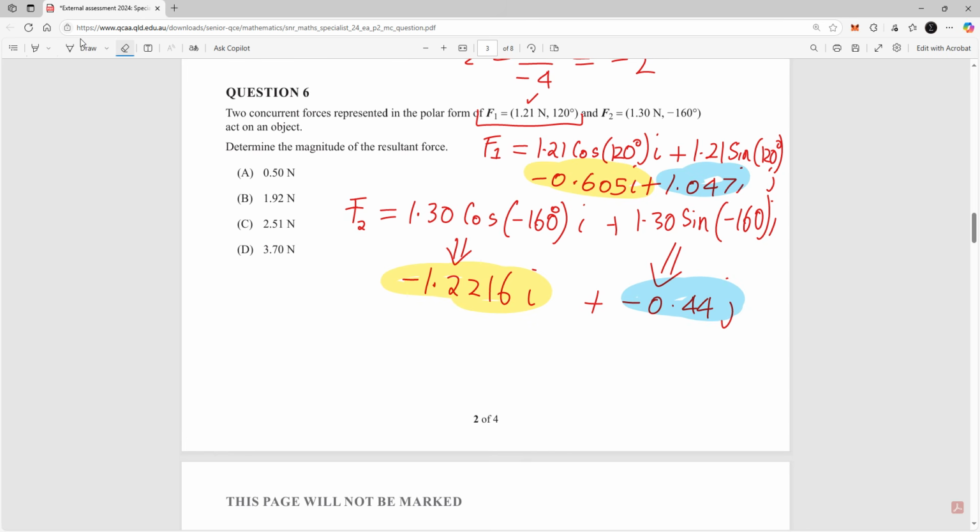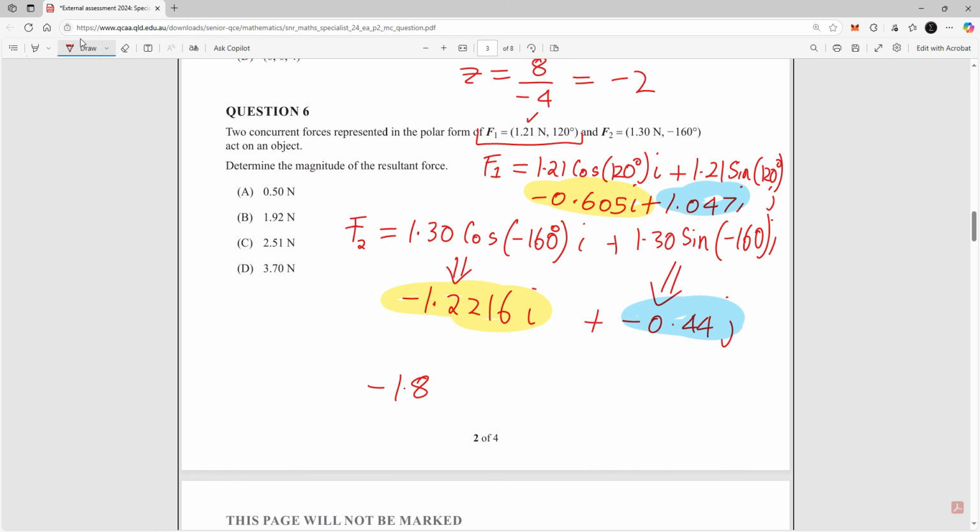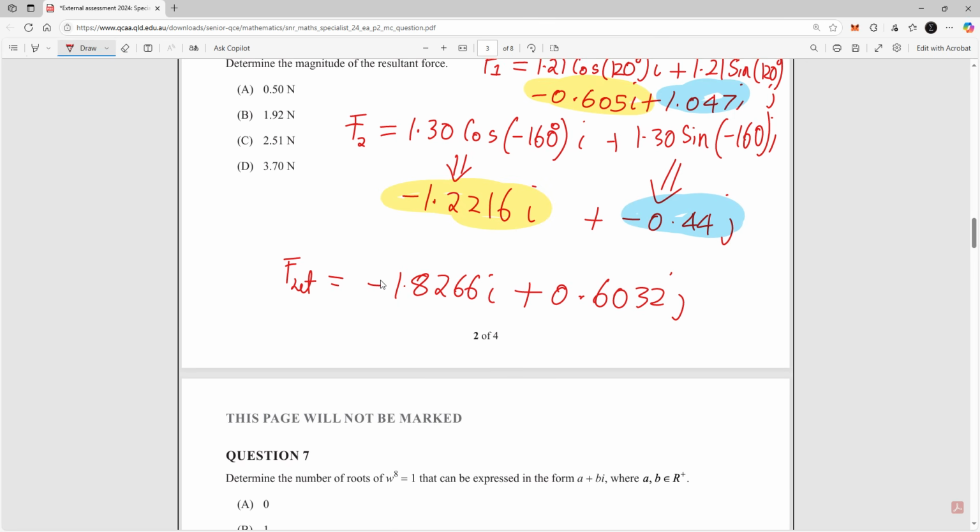So when you add them together for the x component, so the yellow plus the yellow, you should get about negative 1.8266 i, and for the blue, you should get about 0.6032 j. Okay, now you just find the length of that. This is pretty much your quote-unquote net force, in component form. The magnitude of the resulting force is we just got to find the length of this.